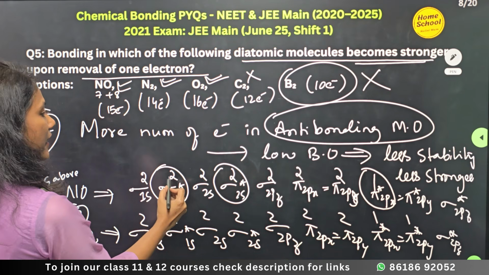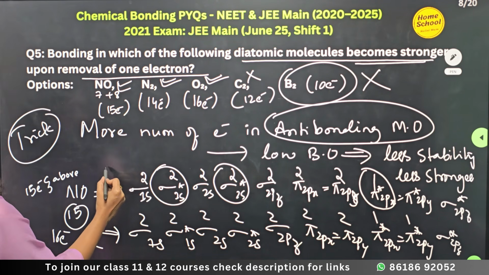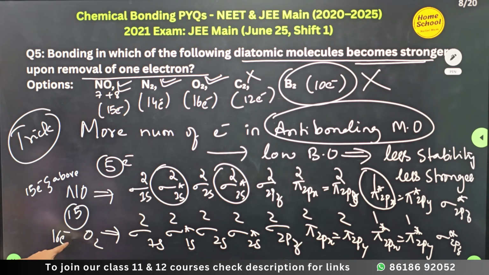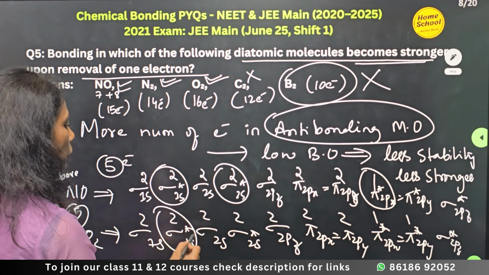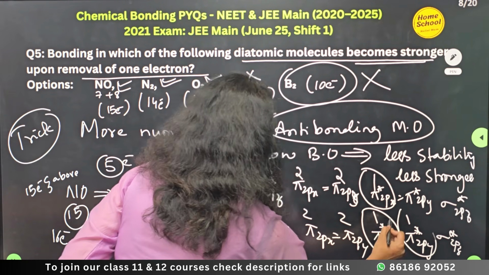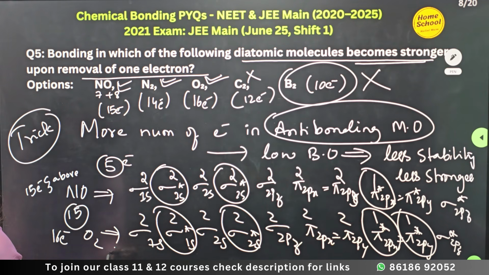How many electrons are there? 2 to 5 are there. 5 electrons are there in anti-bonding orbitals. So now in O2, how many electrons are there in anti-bonding orbitals? So 2 here, 2 here, 1 here, 1 here. So this one has got 6 electrons in the anti-bonding orbital.